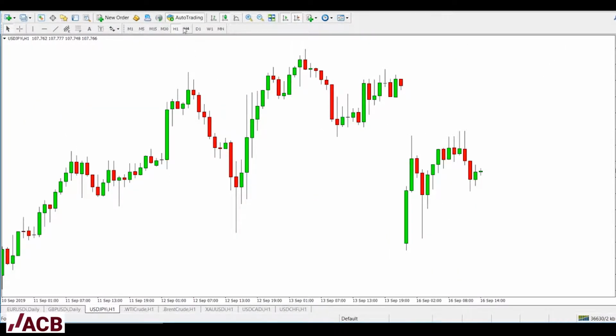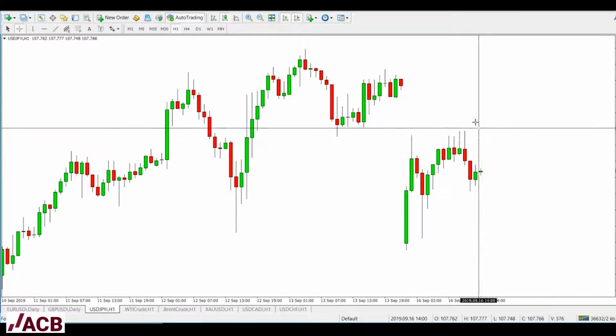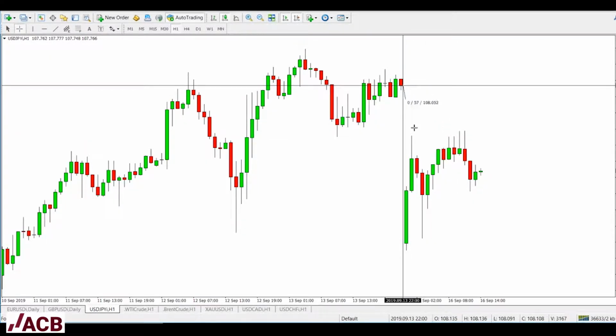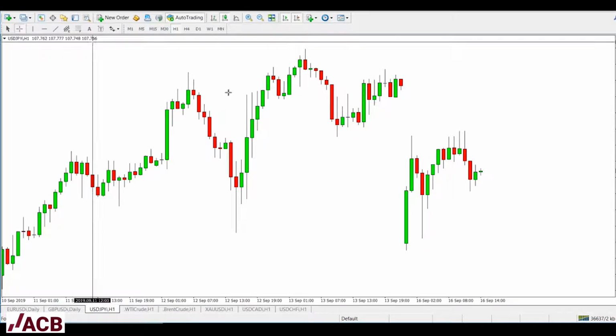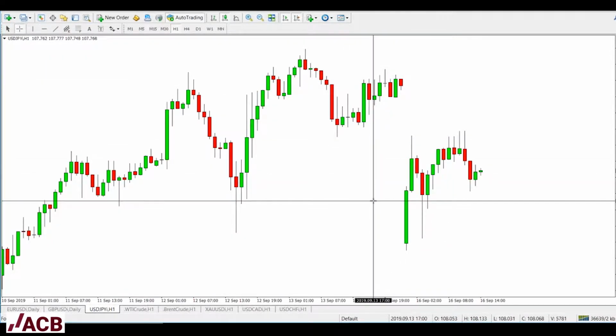USD JPY is going to be our next one, which actually gapped down. You can see that we did gap. If we calculate that out, it looks like around 60 pips, so a massive gap to the downside here on USD JPY at the start of the week.